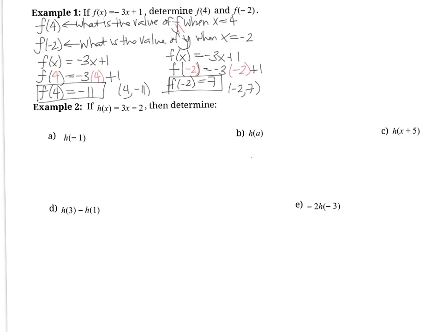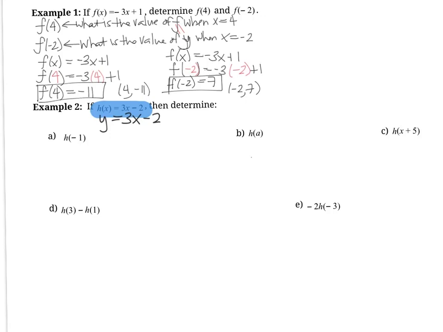In example 2, we're given a new function. This time it's called h at x, and it's linear, equals 3x minus 2. So we've been using f at x because f stands for function, but you don't have to name the function f. You can name the function whatever you want. So in this case, this person named it h. But remember, it all means the same thing. So h at x really just means y equals 3x minus 2. These are completely equivalent.